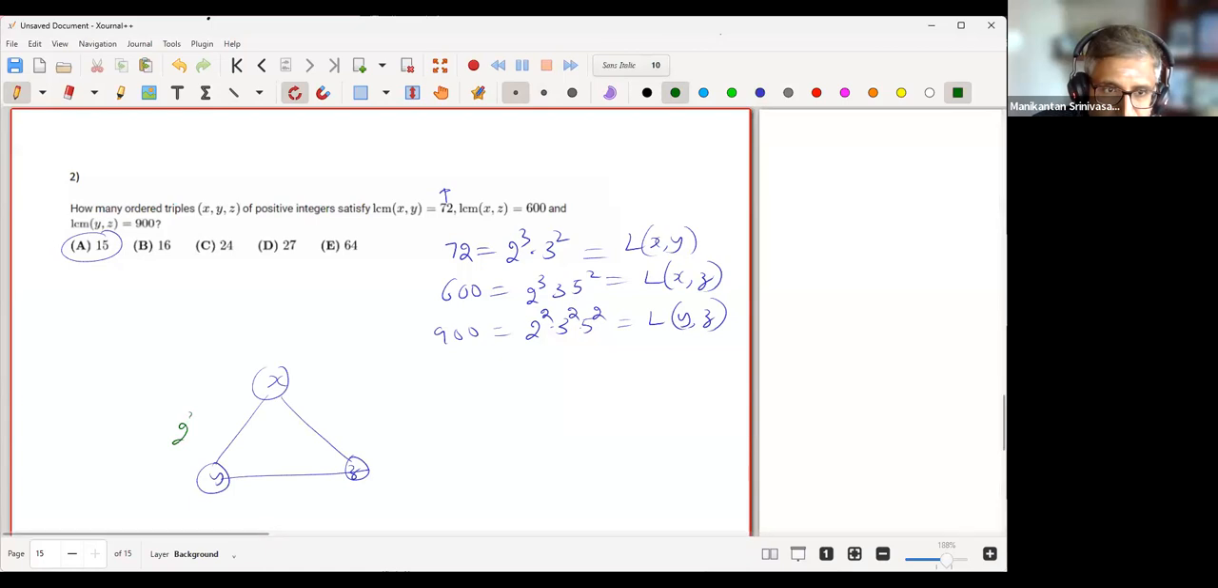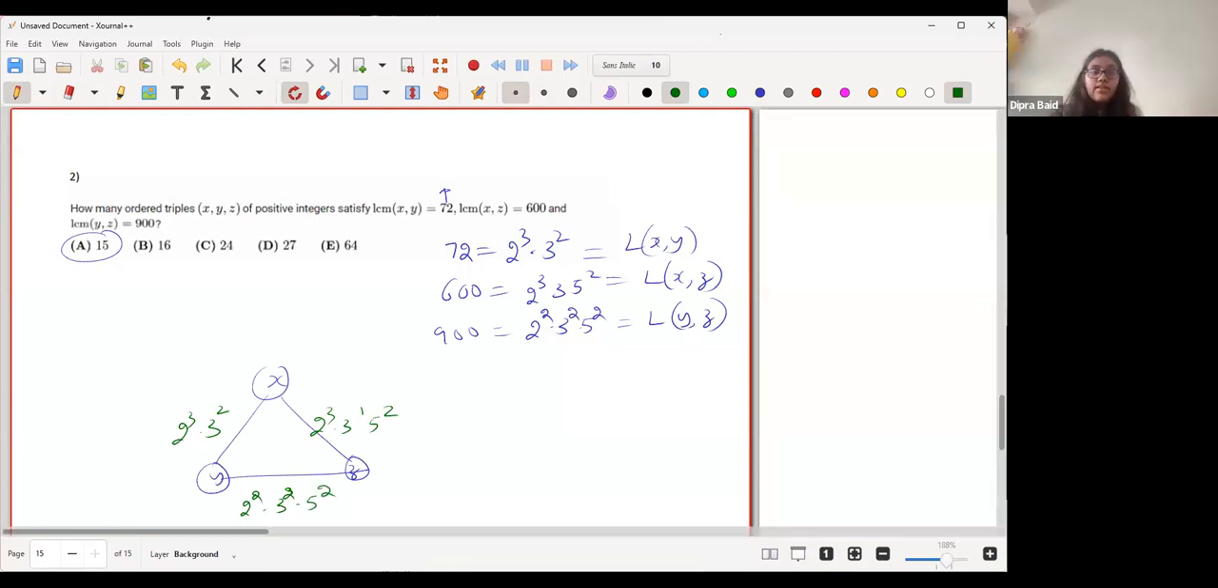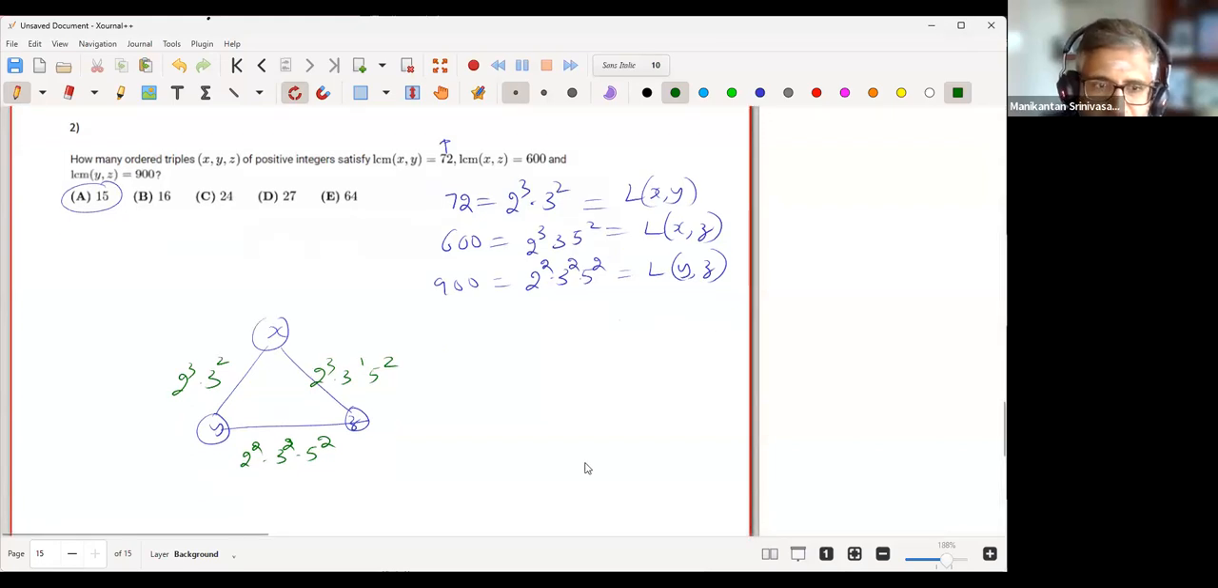So 2 raised to 3, 3 raised to 2, and then here it's 2 raised to 3, 3 raised to 1, 5 raised to 2. Here it's 2, 2, and 2. Okay. So if you take each of X, Y, and Z as 2 raised to some power, 3 raised to some power, etc., you know that X has to have 2 raised to 3 because the other two don't. Exactly. Yes. Perfect.